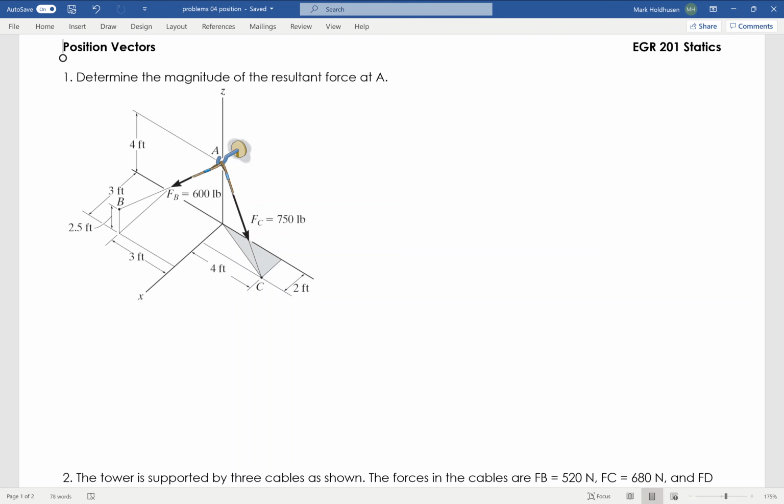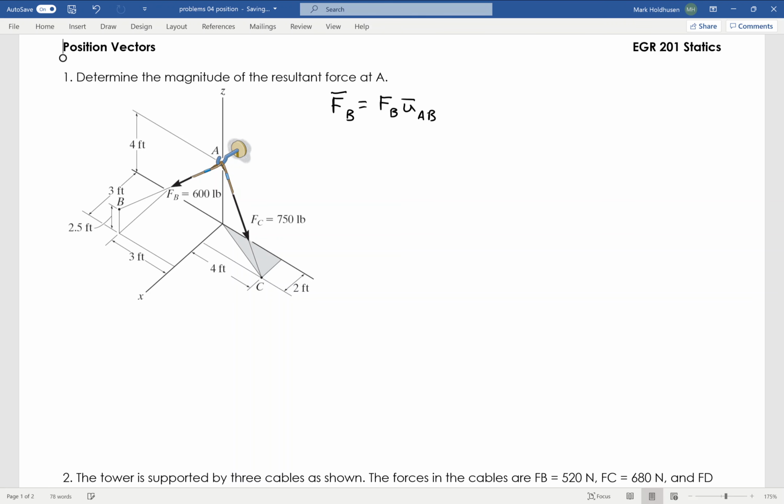In this problem, we want to find the magnitude of the resultant of these two forces. So what we do is we write each force in Cartesian form, add up the x, y, and z components, just like we do in every problem. The difference is this time we set it up using those position vectors. And what we do is we find them for each force. We take the magnitude of the force times the unit vector of that force.